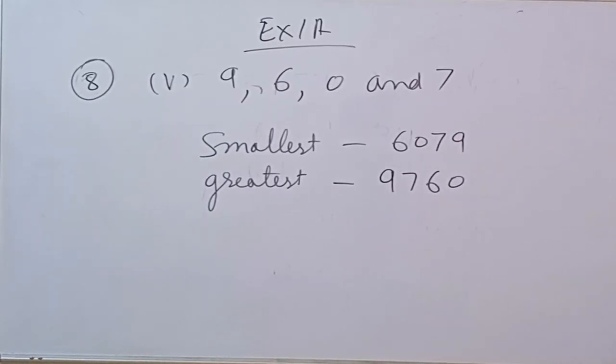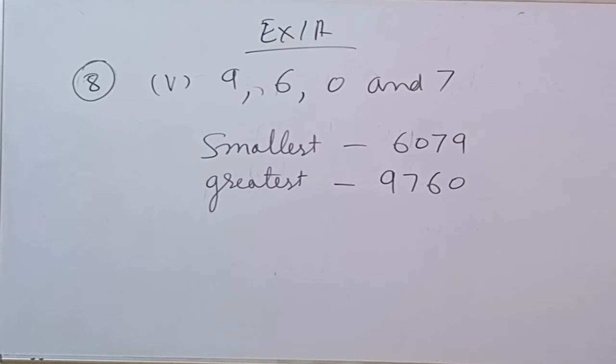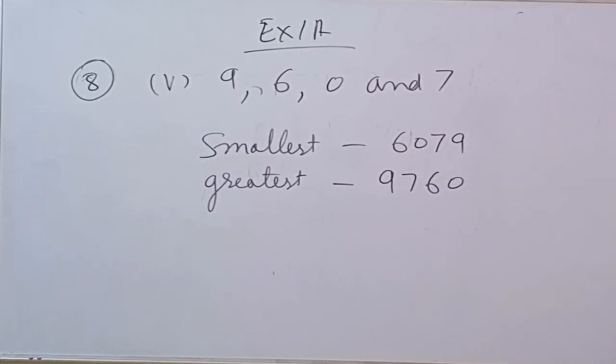Children, I am taking question number 8, fifth part. The digits given are 9607 and we have to form the smallest number and the greatest number using these digits without repeating the digits. Whenever we have to make the smallest number, we take the smallest digit first and then write up to the greatest. And whenever we have to write the greatest number, we write the greatest digit first and then in descending order. So first take the smallest.